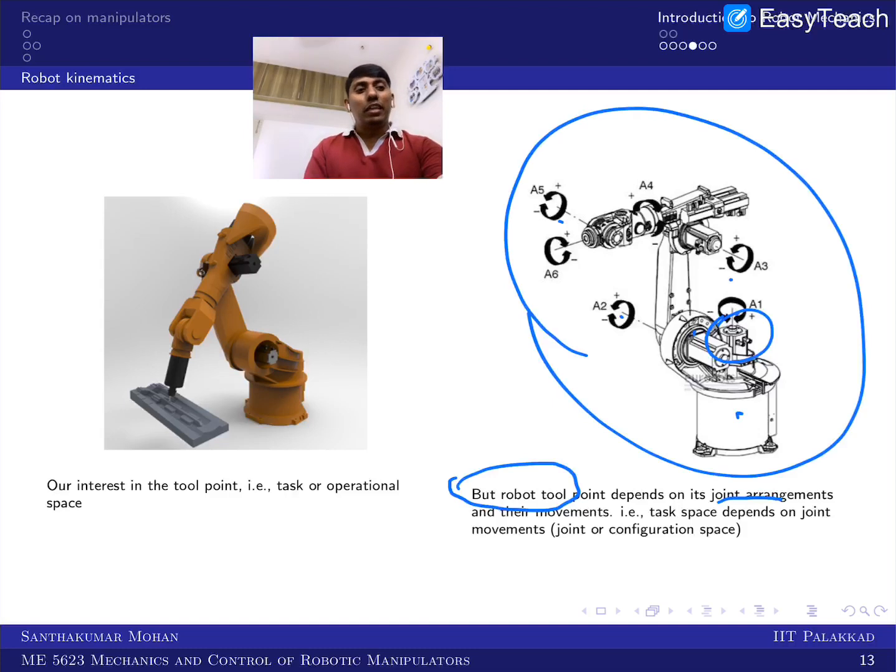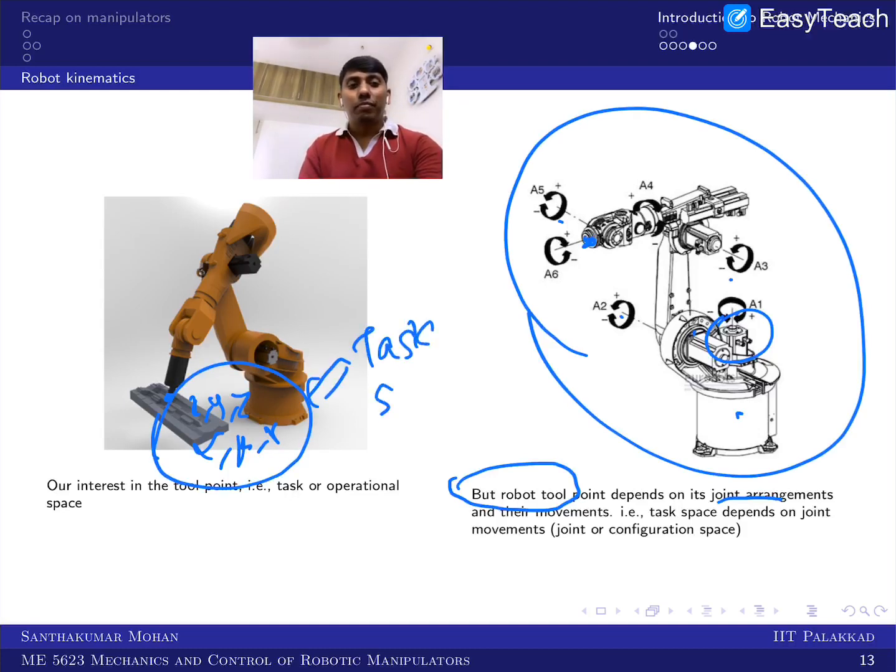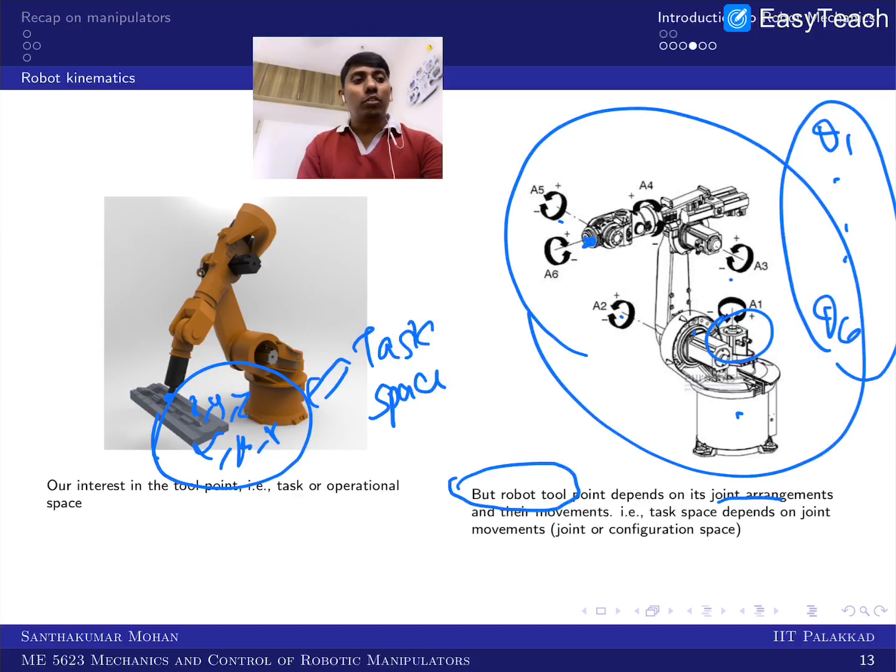If I want to define this position, it purely depends on the A1 rotation to A6 rotation. But what we are looking at in 3-dimensional space is how this particular point is located, that is, X, Y, Z and alpha, beta, gamma, right? These 6 variables are what I call the task space. Here theta 1 to theta 6 are what I am calling the configuration space. Now you have clarity, right? Now we need to map these two. That is what we are going to do in the next slide.